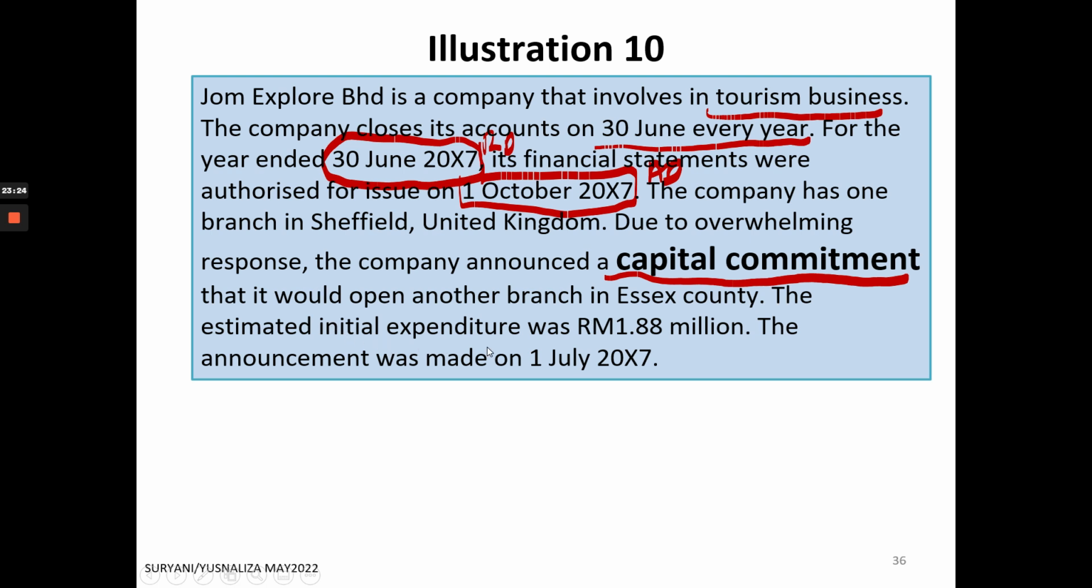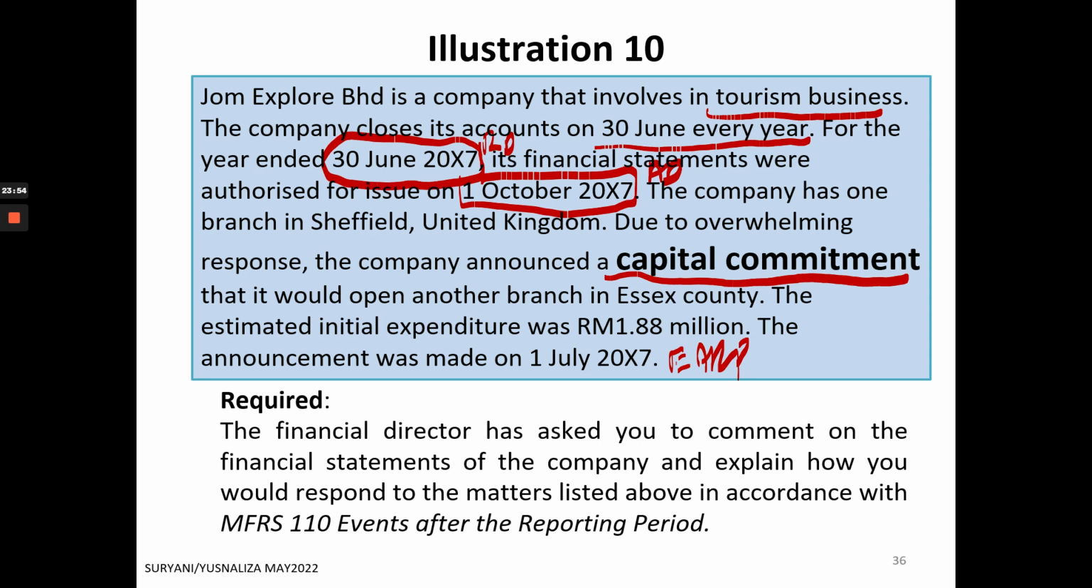The estimated initial expenditure, or the capital commitment, is only an estimate of 1.88 million. The company has not yet paid any amount. It was just an estimated amount. The announcement was made on 1st July, right after the year end, one day after the reporting date. This is the date the events after the reporting period (EARP) took place.